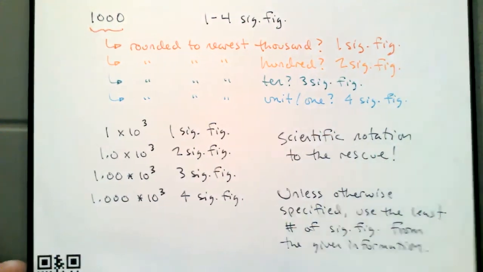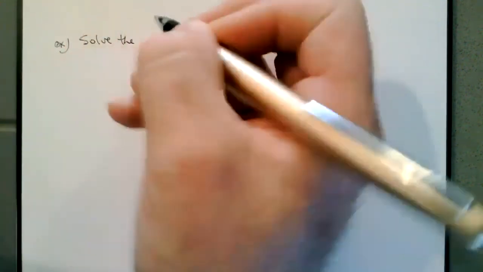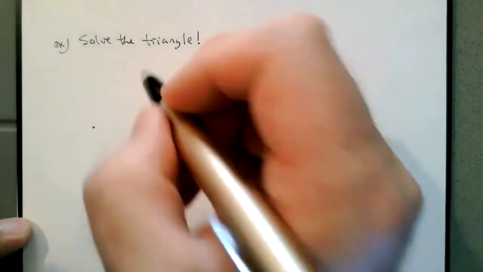Let's look at an example problem, and let's practice the significant figures. We're going to look at a problem, and they're going to look similar, but they're not quite going to be the same. So let's do the whole thing. Solve the triangle. I'm going to draw a right triangle because that's the game that we've been playing.